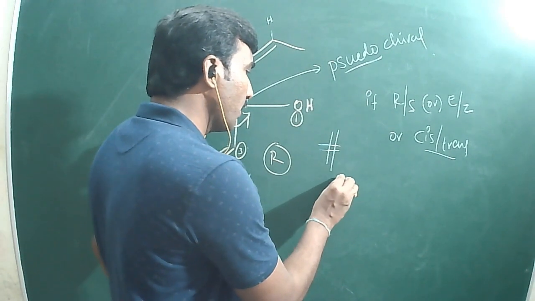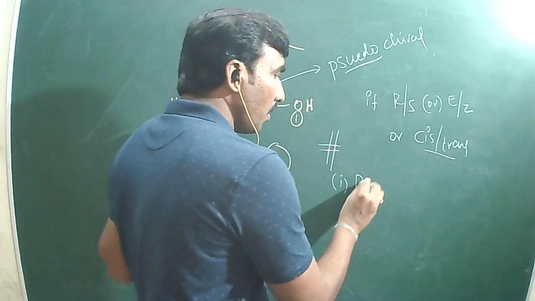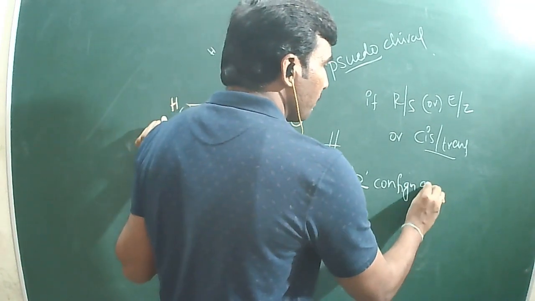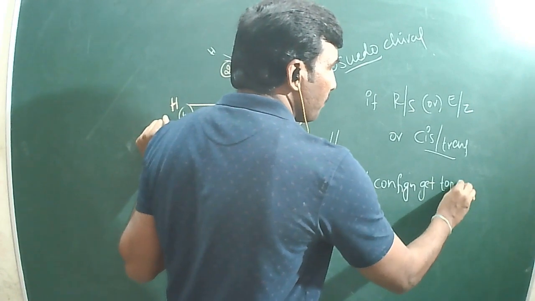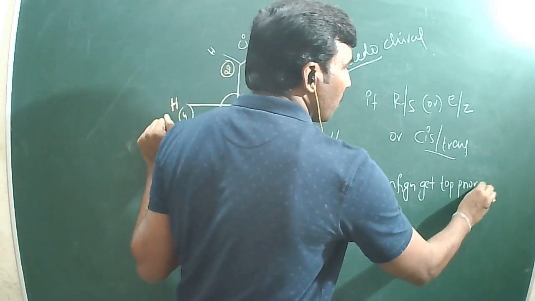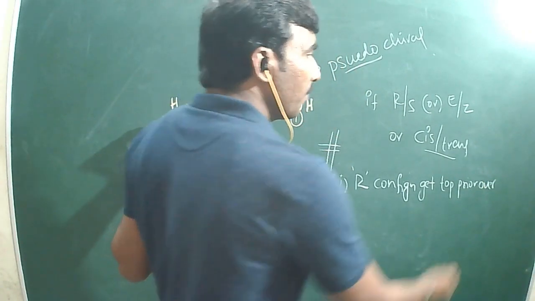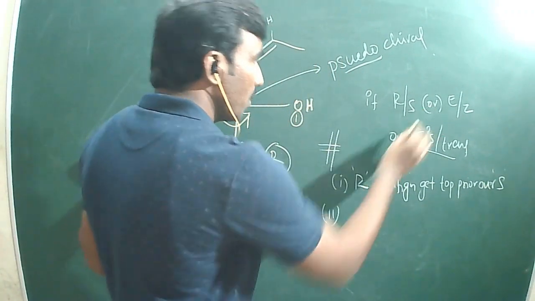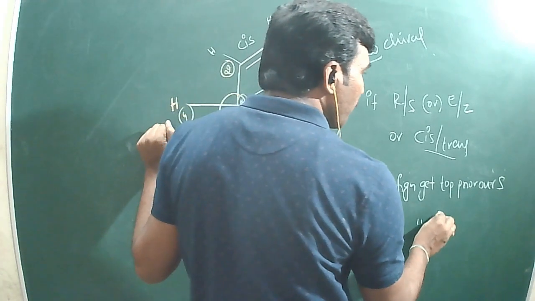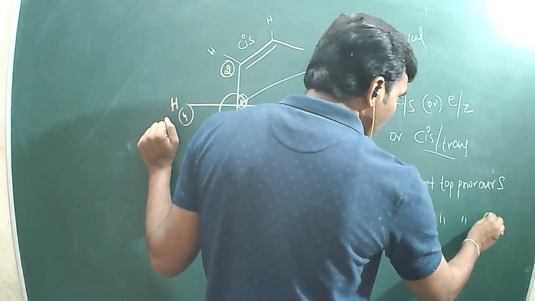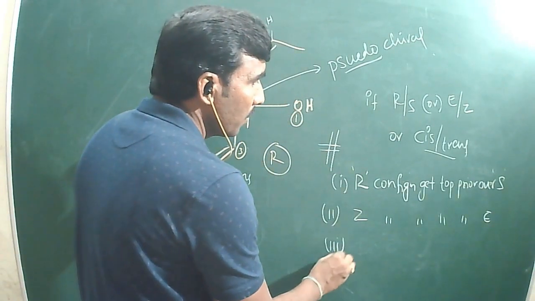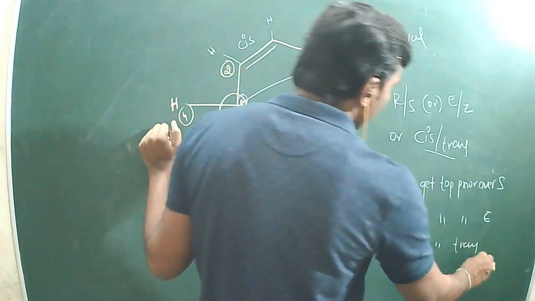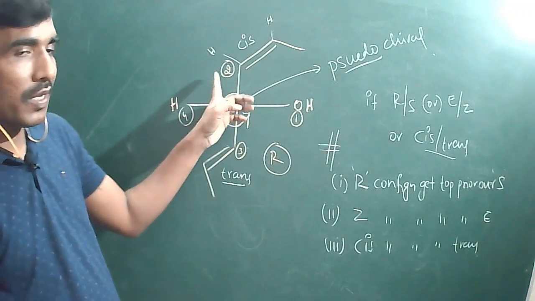then first point here, R configuration gets top priority over S configuration, and the second, Z configuration gets more priority than E configuration, and here cis configuration will get more priority than trans. Understood? Now here who should get more priority, cis or not?